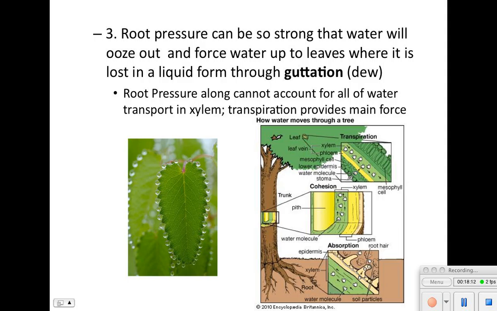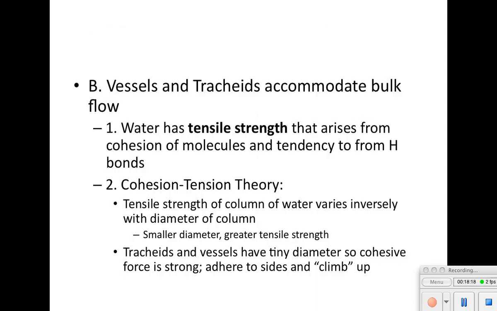I never knew it was plants that were actually excreting water. I always thought dew was just on the outside. Yeah. No, it's from the plant. Oh. Okay.